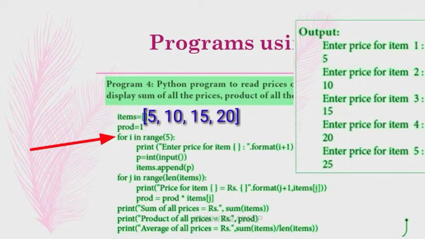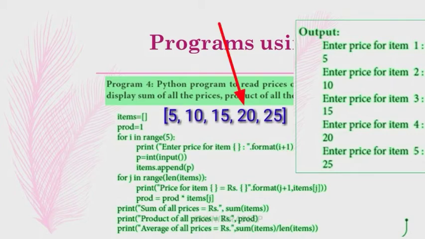Again go to the for loop. Next value is what? 4. Here you have to take 0 to 4, because 5 values are given. Now our index value is what? 4. So here enter price for item. i plus 1 means what? 4 plus 1, that is 5. Item 5. You are entering the price for item 5, that is 25, and 25 will be appended on the list, which means 25 will be added in the items list.